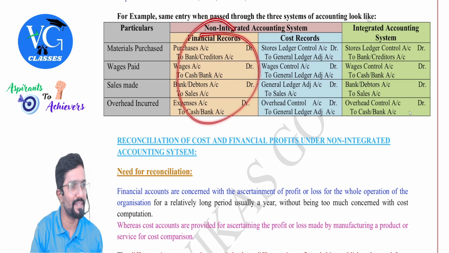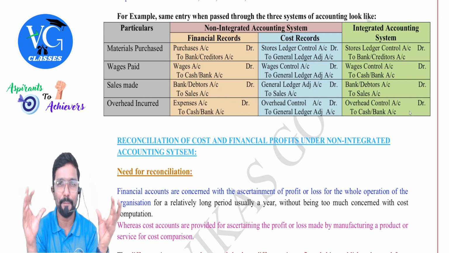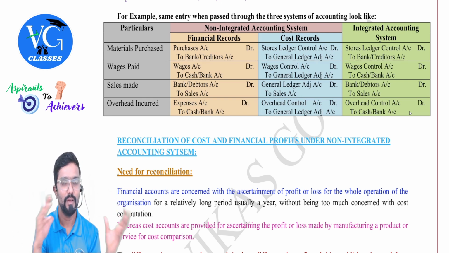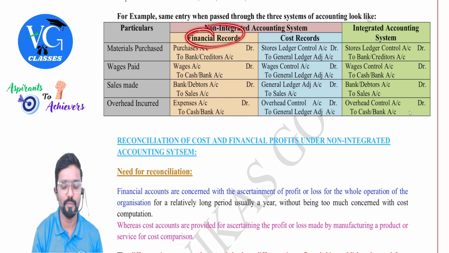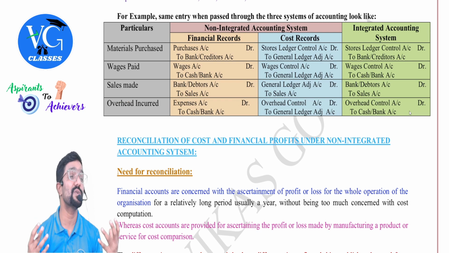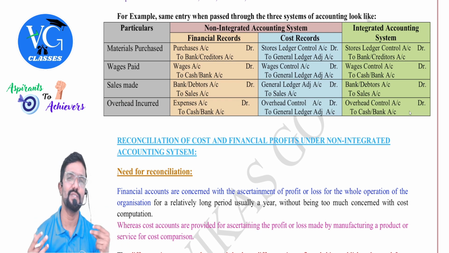This is anyway not a part of your syllabus, but I have just given it so that you can compare and easily understand what is the difference between each of the books. Last one, any overhead incurred, any expenses incurred. In financial books, what is the entry? Expenses or overhead. Actually, in financial books we don't use the word overheads, we just use the word expense. So that is why I use the word expense.